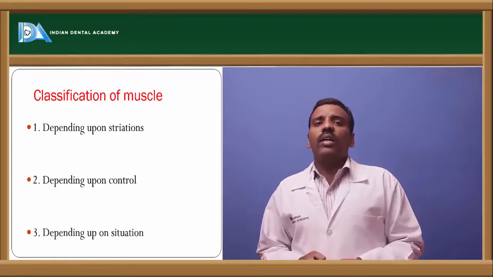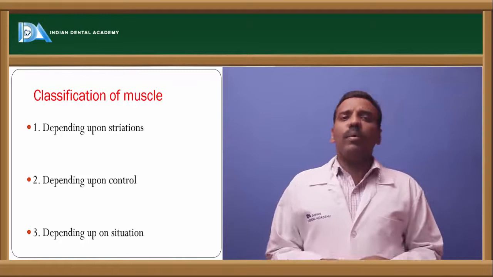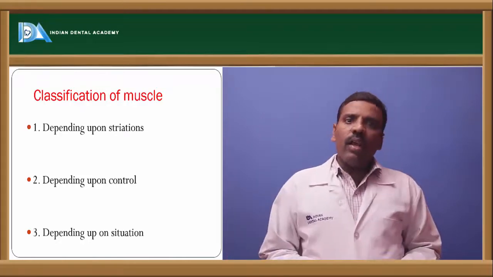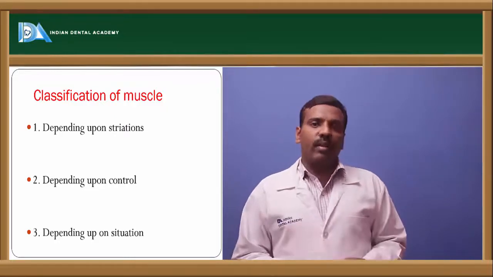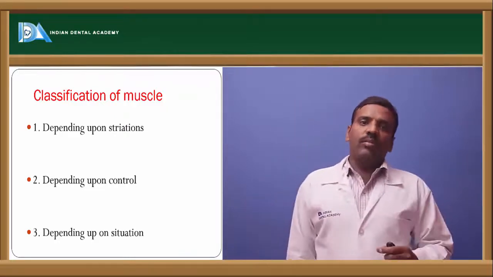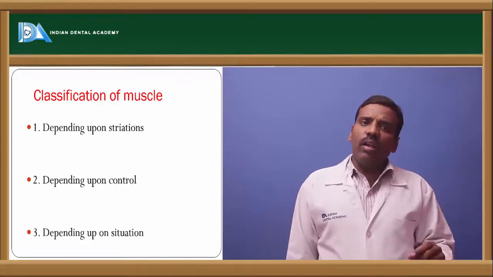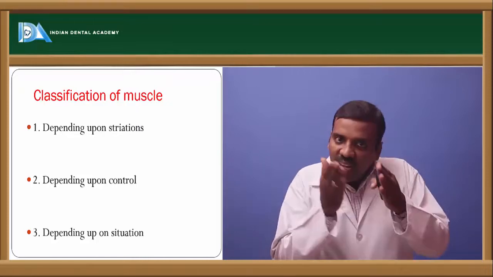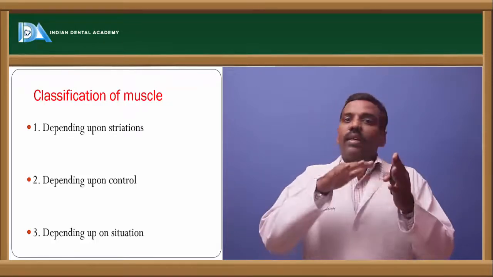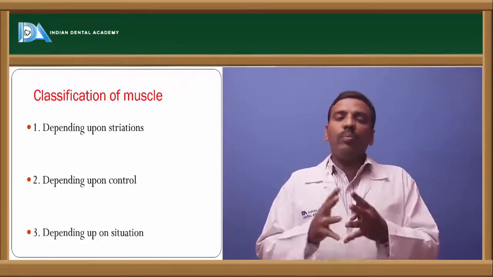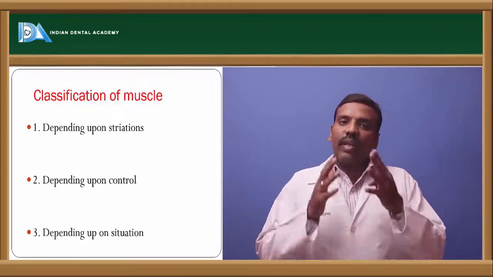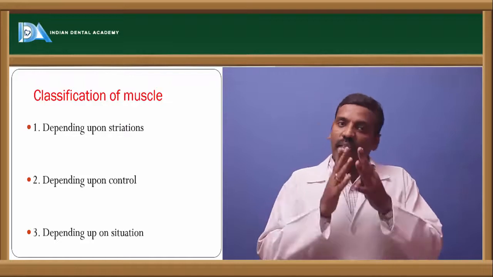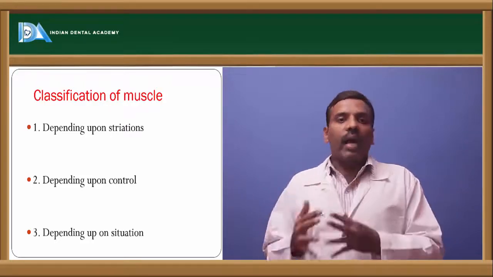First, depending upon the striations, the muscles are of two types: striated muscle and non-striated muscle. Striated muscle has striations present in its structure, meaning longitudinal or transverse lines are present. Such a muscle is called a striated muscle. The best examples are skeletal muscle and cardiac muscle.